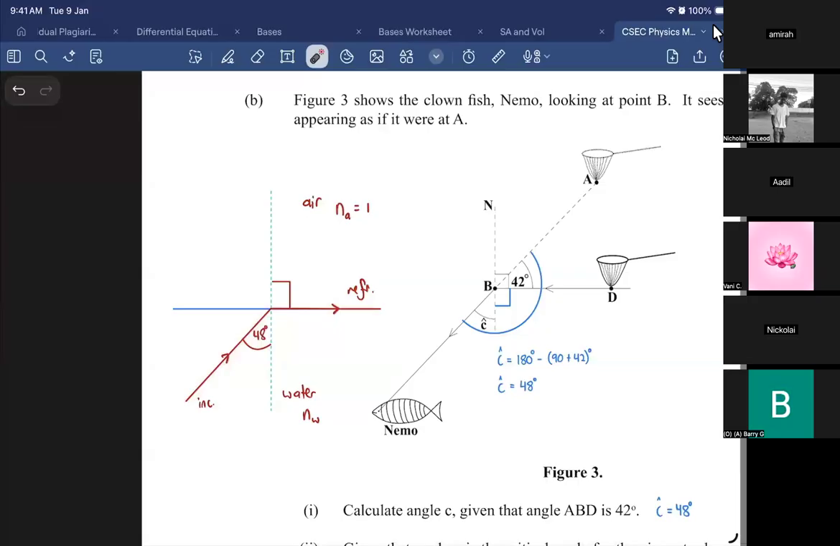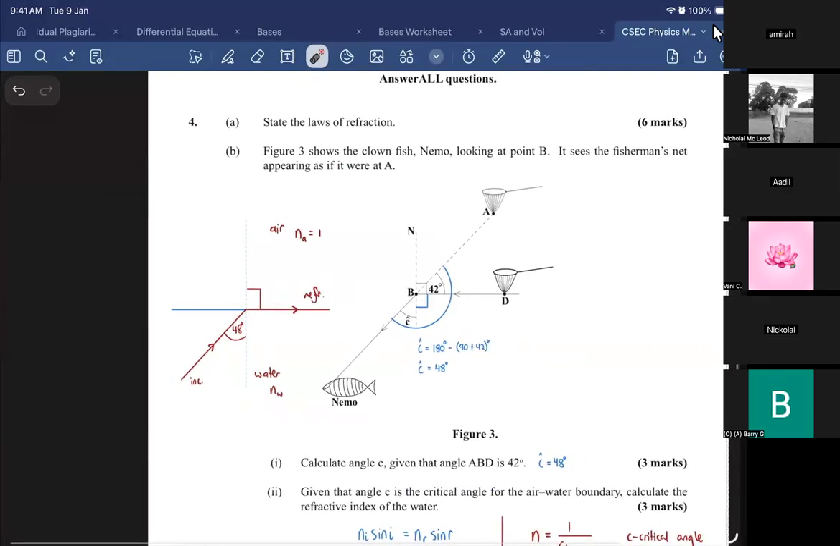Because it depends on perspective, right? It depends on perspective. Zachary, think of it like this: if the fish is looking up at this point, then that's technically the incident ray, and this would be the refracted ray. Okay, this question is really confusing. Let me try to explain it here properly.